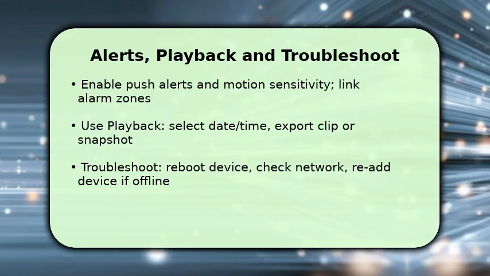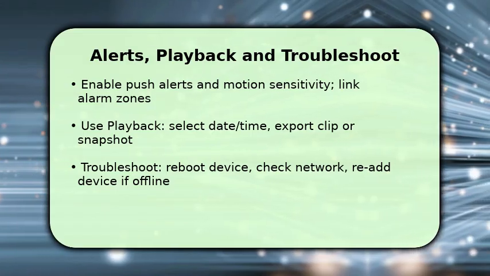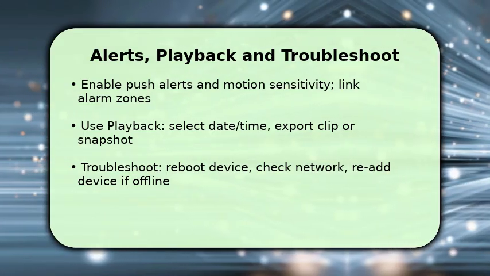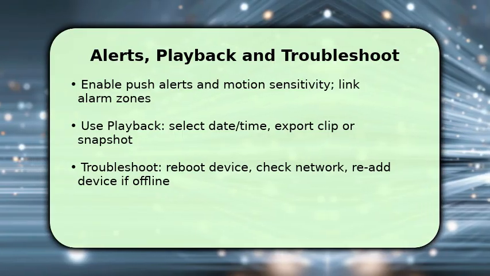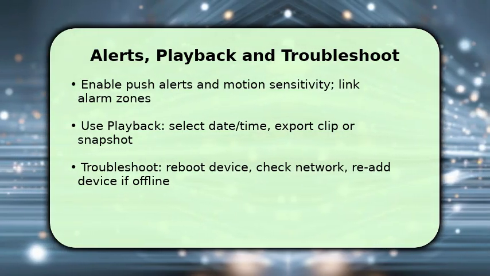If something goes wrong, try the key troubleshooting tip. Reboot the camera and router, verify the network and app permissions, and if still offline, remove and re-add the device. This sequence fixes most connectivity and sync issues quickly.